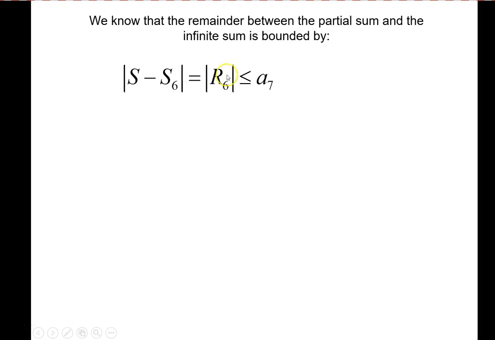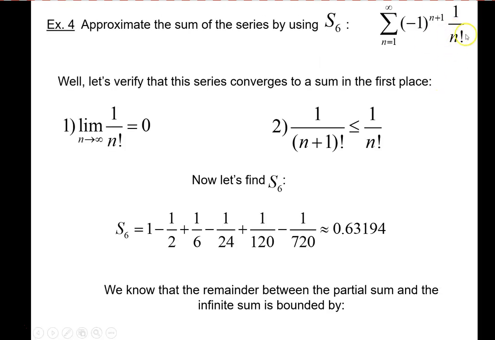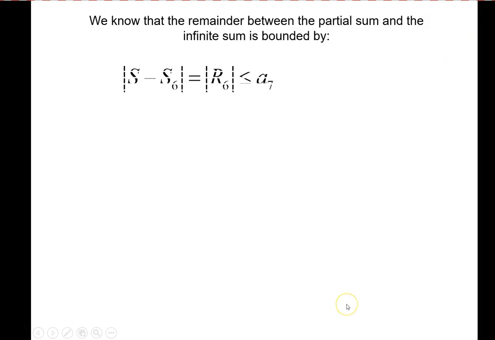So the remainder using my sixth partial sum is bounded by a sub 7, which is literally the 7th term. So the 7th term is 1 over 5,040. Where am I getting 5,040 from? That would be 7 factorial. Put a 7 in here, 1 over 7 factorial. Put a 7 up here, this becomes a positive term. So my 7th term is 1 over 5,040.